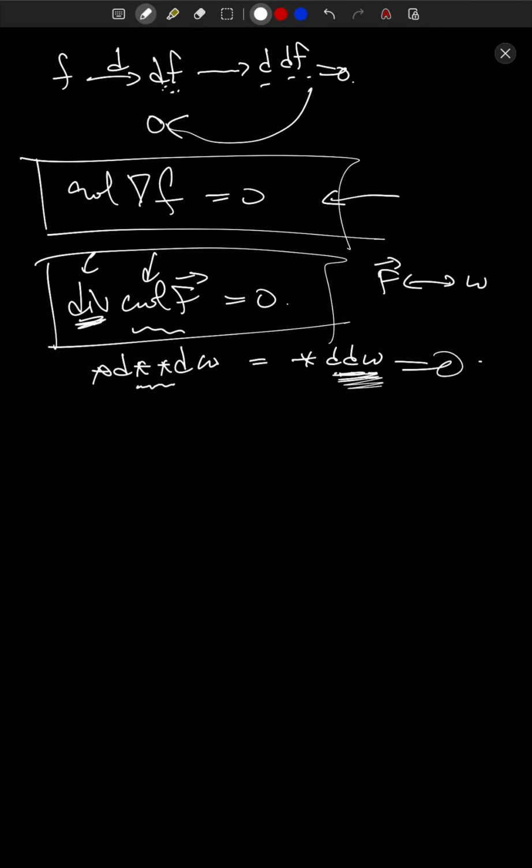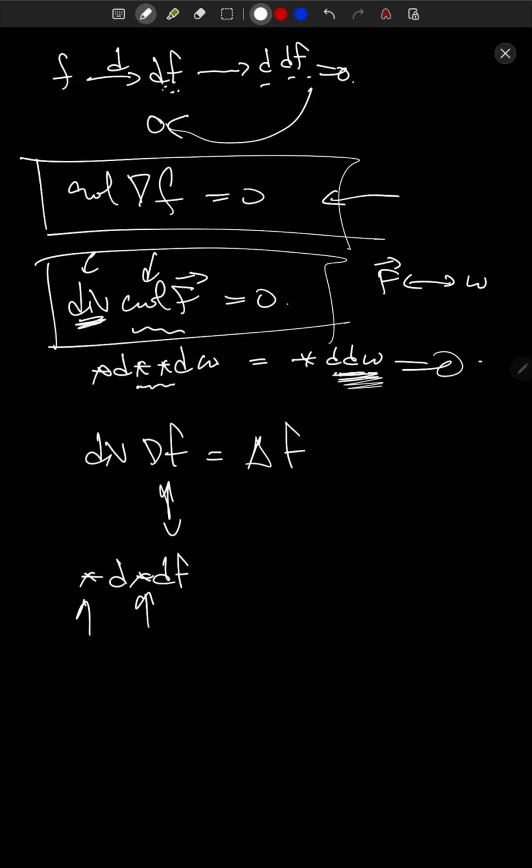Okay. And what is divergence of the gradient? Well, that's the Laplacian. That's not 0 because if you think about this, this is df and a star d star, right? There's no two d's in a row because there's a star in between. Okay. And so this is not 0, which again we know is true because it's a Laplacian of f.